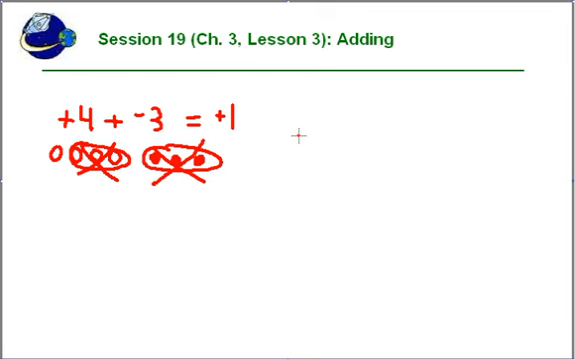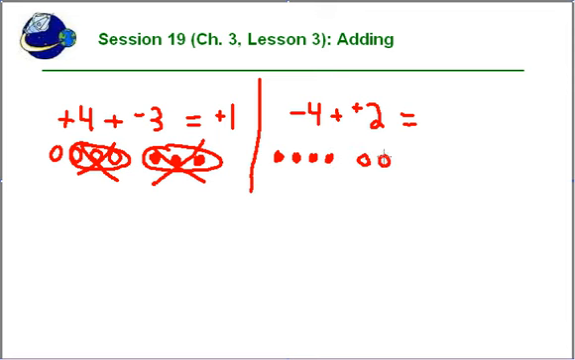Okay, let's take a look at another example. Let's draw a line here. Our problem is now negative 4 plus a plus 2. What does that equal? Let's start in the order that our problem is written in. Here we have a negative 4. That's going to be represented by the 4 dark circles, which represent our antiparticles. Our positive 2 is going to be illustrated with 2 of the particles here.